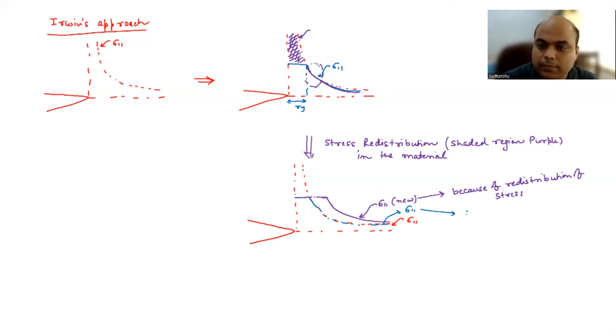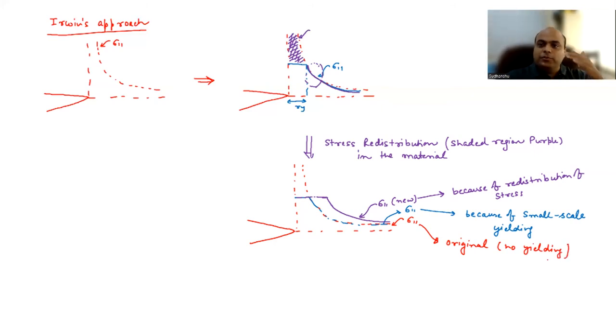The blue one was because of small scale yielding, and the red one is the original one, with no yielding. So you now understand how we approached this problem. We started with the no yielding condition, that is what we had learned before. Then we introduced small scale yielding and we assumed that the material is perfectly plastic, so we got the blue curves. Then stress redistribution needs to be there, so now we got the purple curve for plastic zone size determination. And this is Irwin's approach.